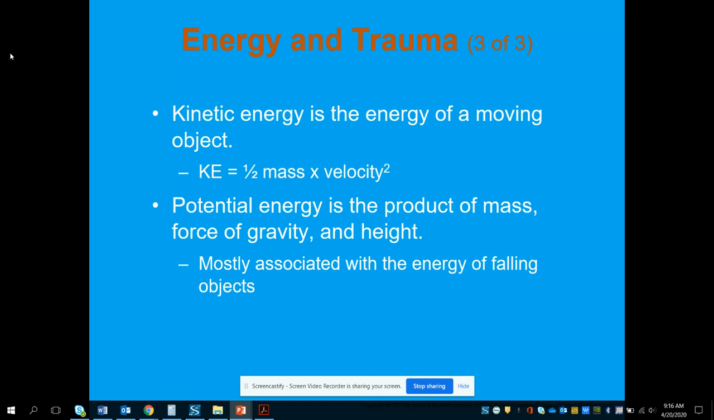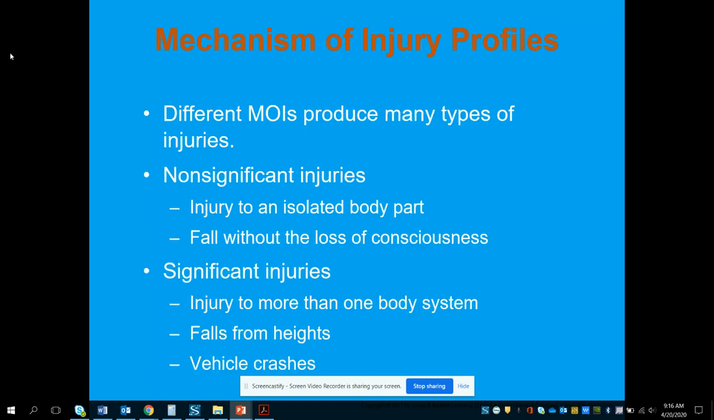Potential energy is the product of mass, force of gravity, and height, and this is usually associated with falling objects. So these are why we ask questions where a patient has fallen, like, how far did you fall? What was the height? What type of surface did they fall onto? How heavy is the patient? What part of the body struck the ground first? And those are the reasons for asking those types of questions.